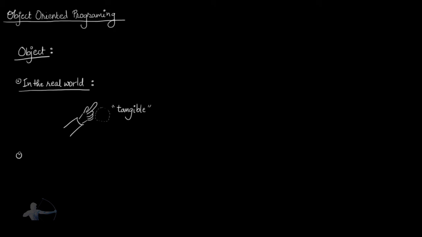Now we would take a look at the term object from different perspectives. And if we don't understand those perspectives, this term can be confusing for the later videos. So first we would take a look at the term object from the real world's perspective. So the object is something which is tangible, which you can feel. From the programming point of view, an object is a collection of data.